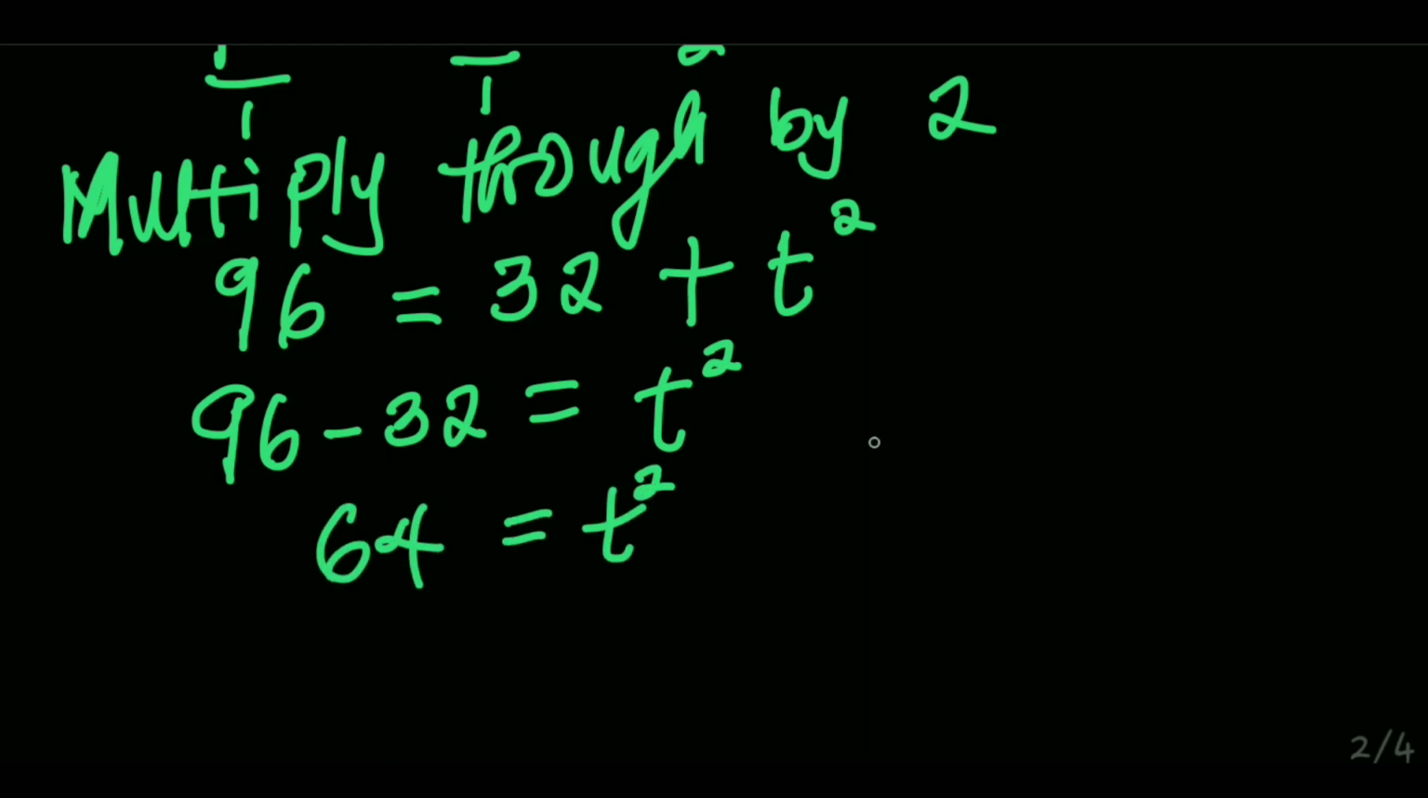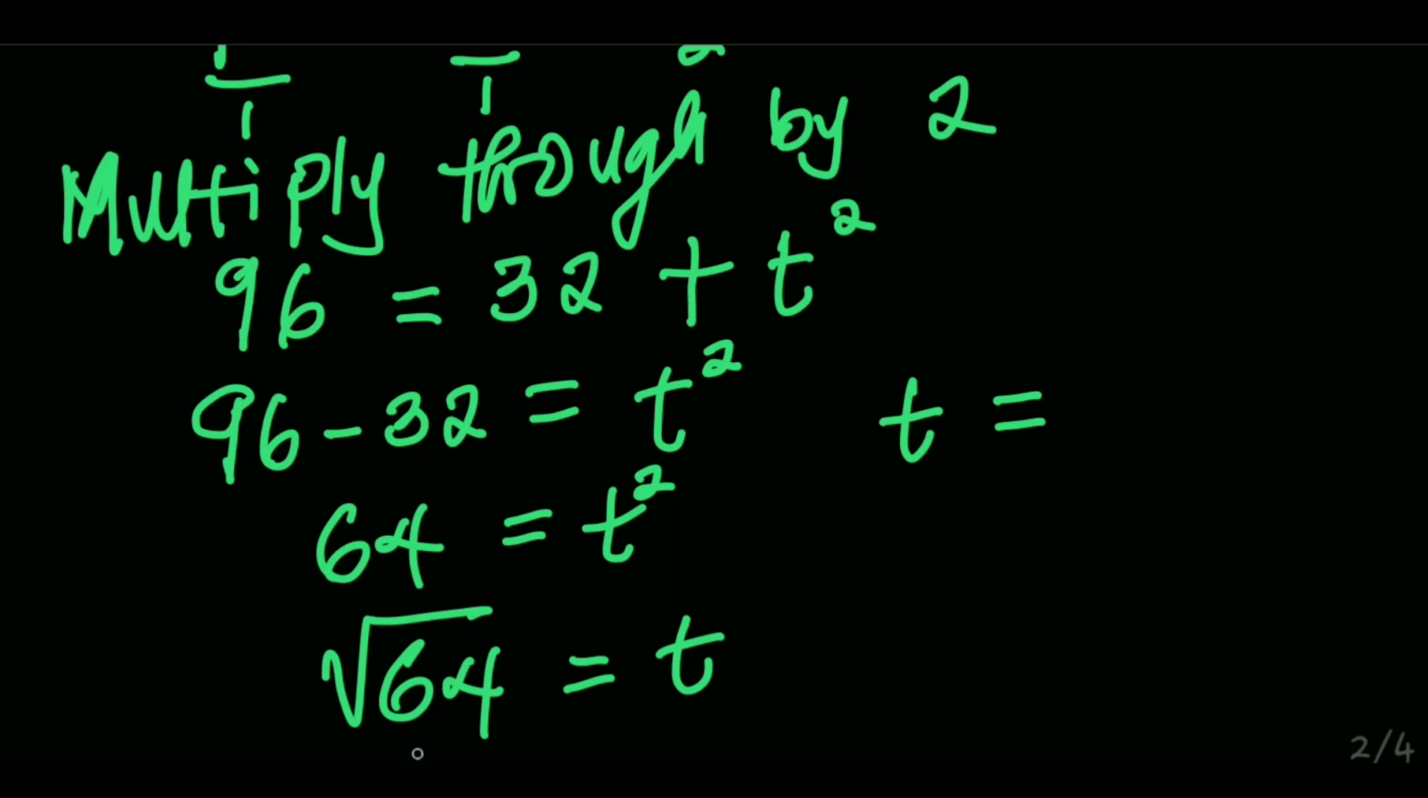We want to find the value of T. And so we take out this square. We look for the square root of 64. And so our T equals the square root of 64, which is 8. And so that's the value of T.